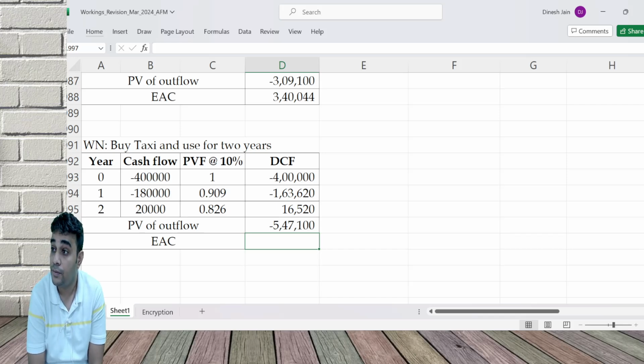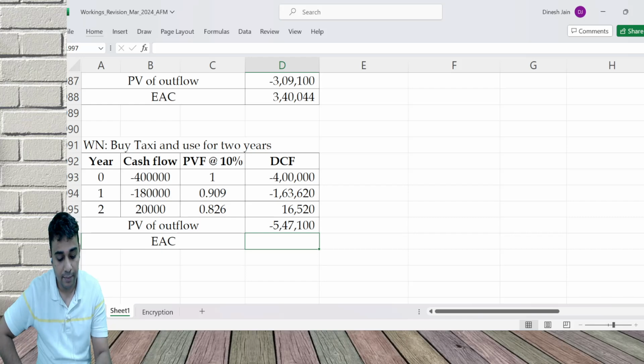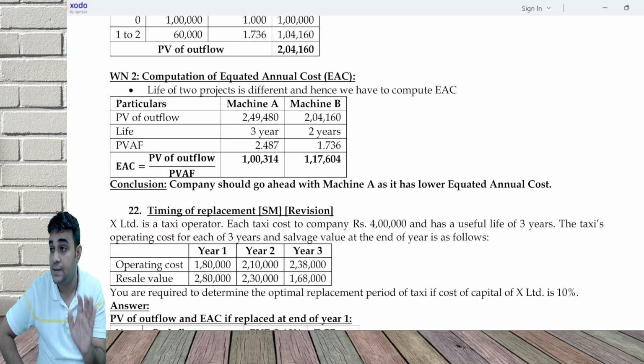Is the cost inclusive of depreciation? No, I'm not assuming anything like that. If it includes depreciation, then I have to remove it. These are cash flows. Tax rate is not there. Depreciation anyway doesn't impact my cash flow. I'm indirectly assuming depreciation is not there in the operating cost. If you assume operating cost includes depreciation, you have to remove that. Depreciation is a non-cash item.